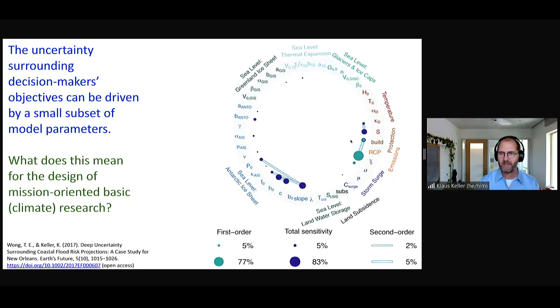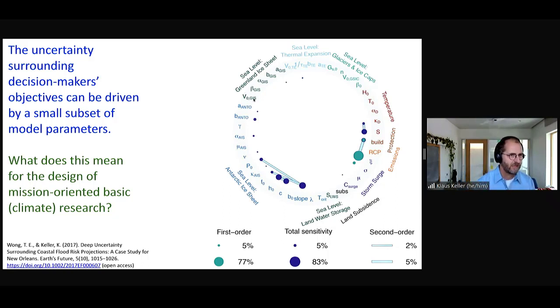And what we see is that the big balls here are the important ones. If it's not showing, it's not significant. And if there are connections, then we have interesting interaction terms. And yes, how much we actually build is important, but the storm surge uncertainty is much more important. And the Antarctic ice sheet is important. So here, for example, the Greenland ice sheet is not very important.